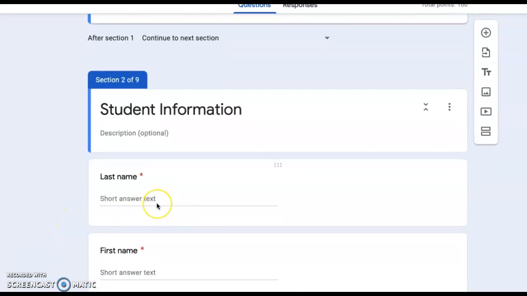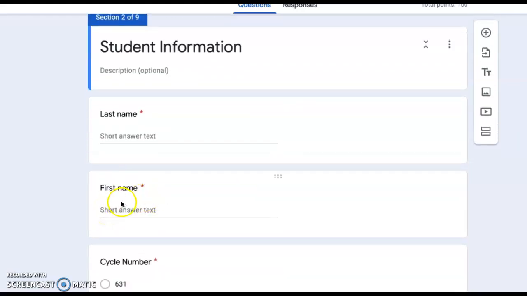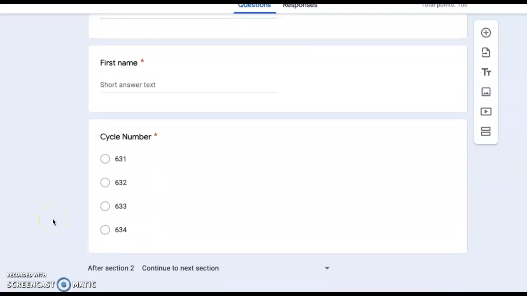First, type your last name in the box here. Next, type your first name in the box here. Now select your cycle number.